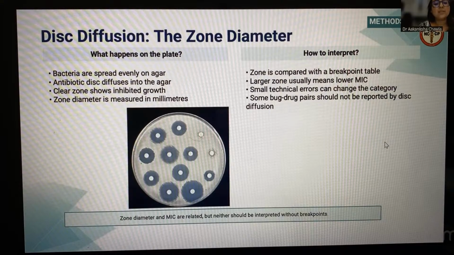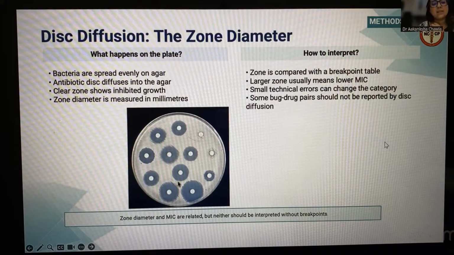So what happens is that you can see an agar plate here in the picture. This is the way the bacteria are spread evenly on the agar, and the antibiotic discs are diffused into the agar. So you can see a clear zone of inhibited growth. This zone is measured in millimeters, and it is compared with the breakpoint table.